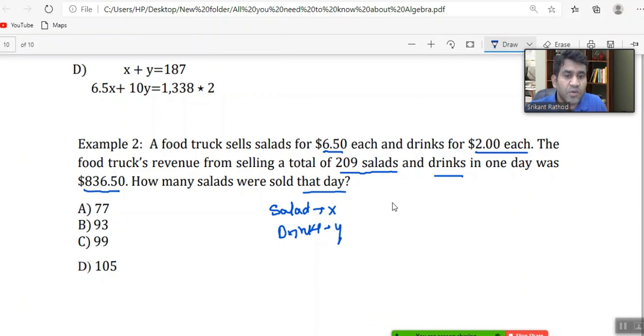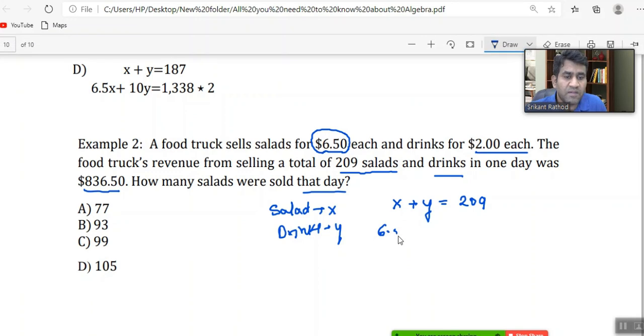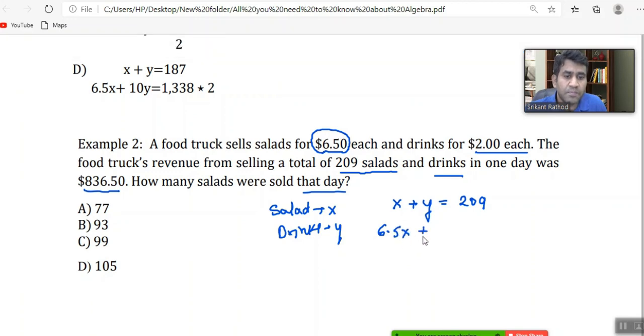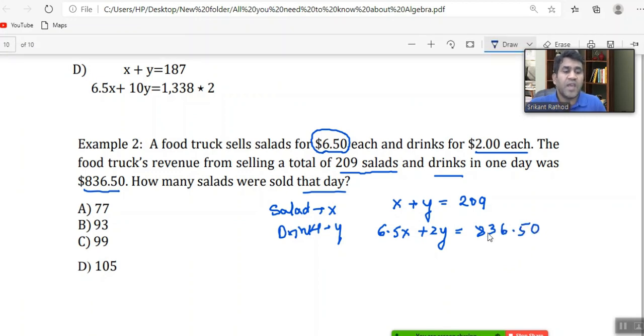The first thing I can do here is the number of salads plus the number of drinks they sold that day, it's going to be 209, right? And the salads are sold at $6.5 each and the drinks at $2 each. Then I can say 6.5x plus 2y, from which they earned an amount of 836.50. Now we have a system of equations.